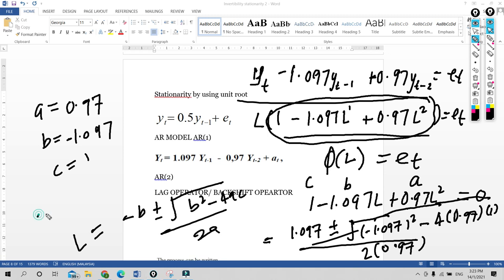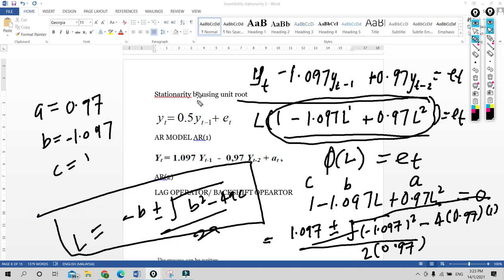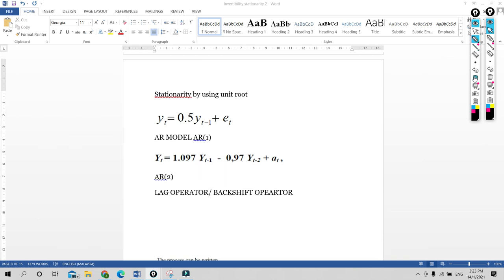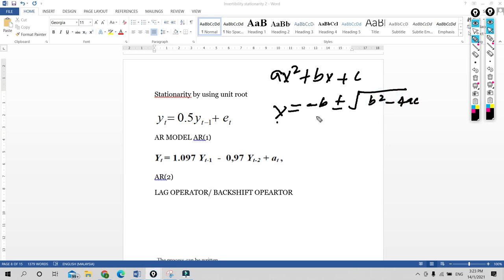This is the general formula for factorization. Let's say I have my function ax squared plus bx plus c. The general formula for factorization: x is equal to negative b plus or minus the square root of b squared minus 4ac, over 2a.